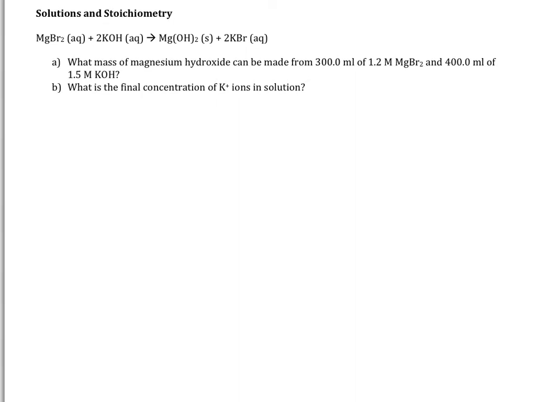And the question is, what mass of magnesium hydroxide can be made from 300 milliliters of 1.2 molar magnesium bromide, so that's our first reactant, and 400 milliliters of 1.5 molar KOH, potassium hydroxide, our second reactant. So let's concentrate on part A.